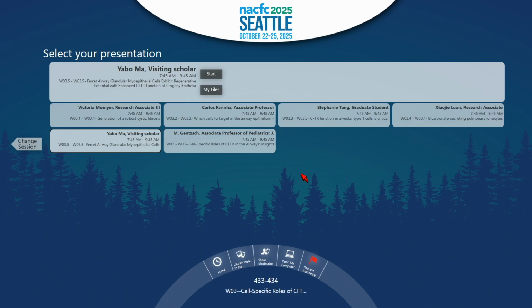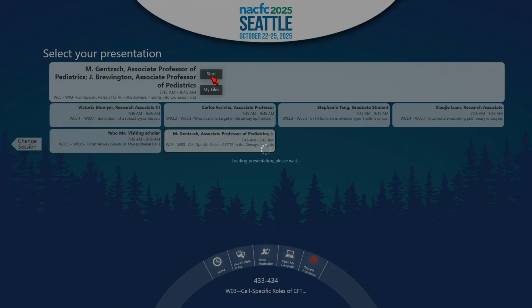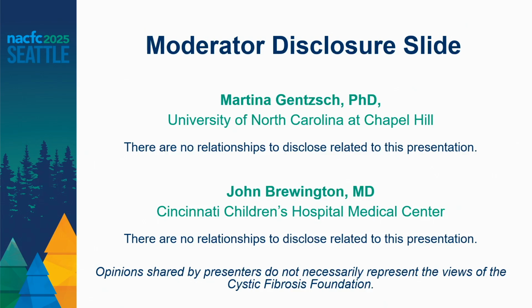So I'm really glad to be able to welcome you this morning to a very interesting workshop that focuses on cell-specific roles of CFTR in the airways and insights into expression and function. I am co-chairing this workshop with the wonderful John Brewington from Cincinnati Children's Hospital, and I'm Martina Gensch from the University of North Carolina at Chapel Hill.